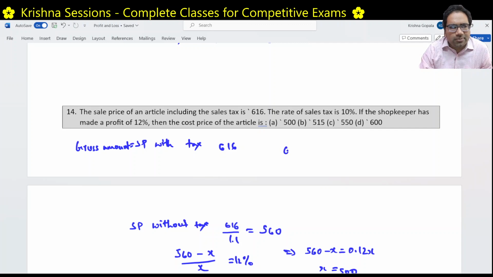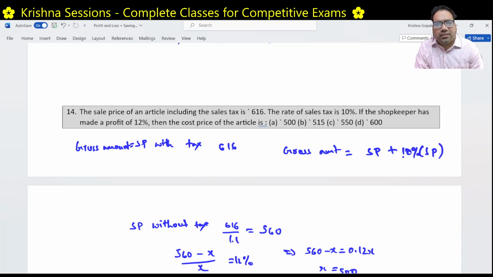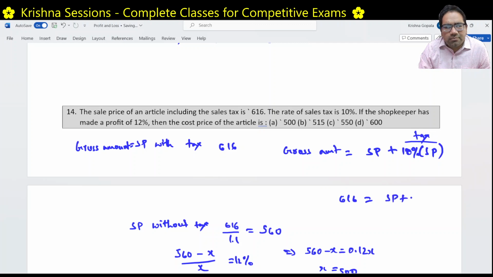So what it is saying is, gross amount is equal to sales price plus 10% of sales price, which has to be paid to the government. Okay, this part is tax. So what does that mean? Gross amount is 616. 616 is equal to SP plus 0.1 SP.